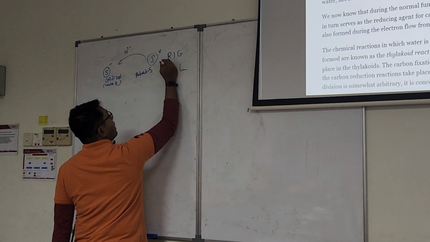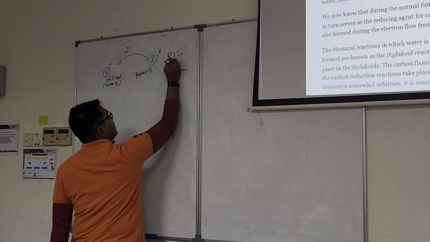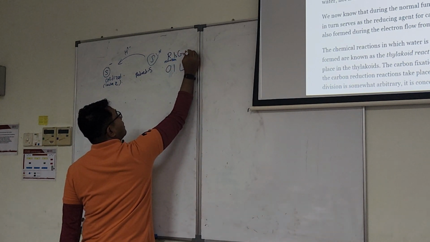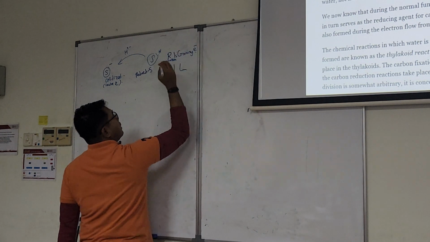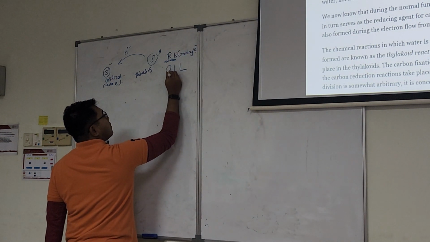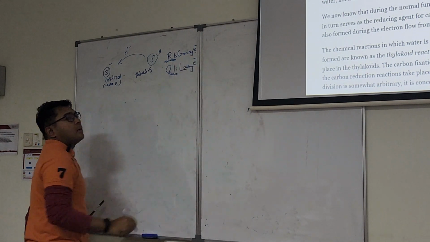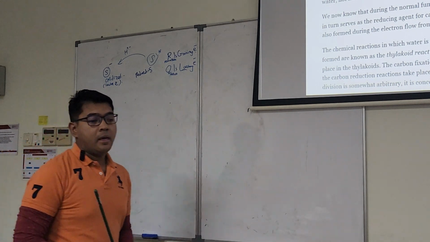So R for reduction is gaining. Gaining who? Electron. O is oxidation is losing. Losing who? Electron. Okay?